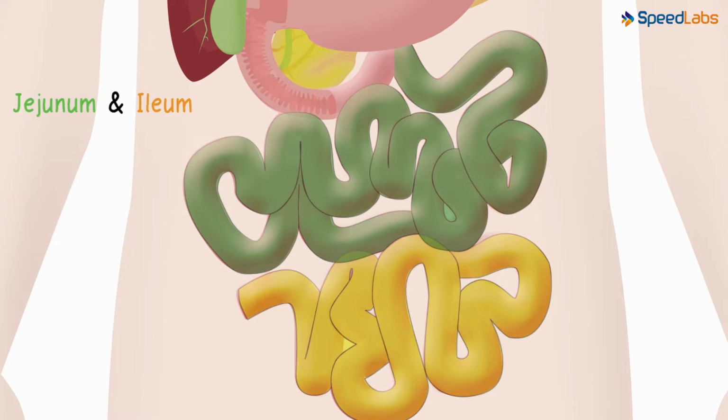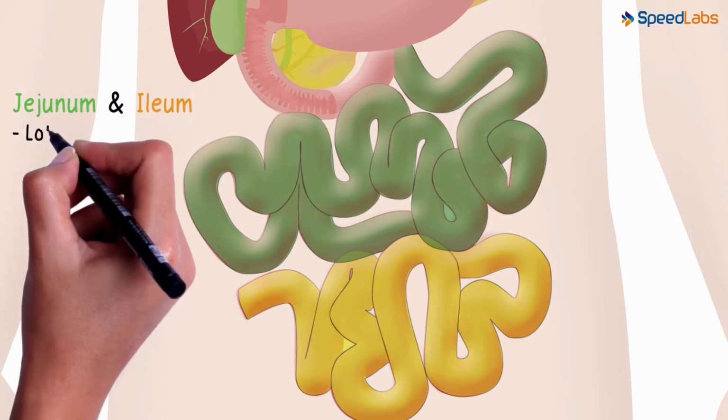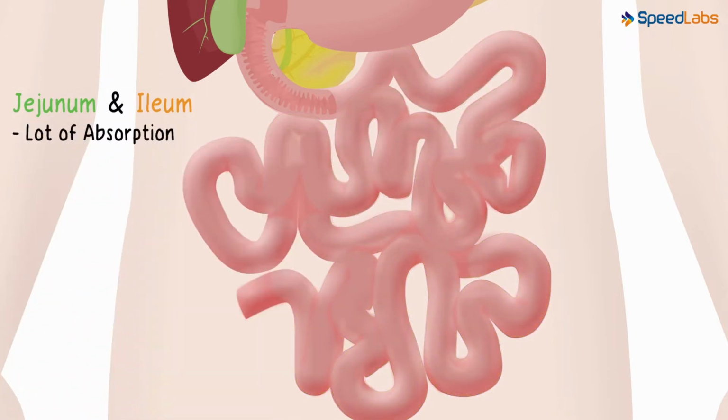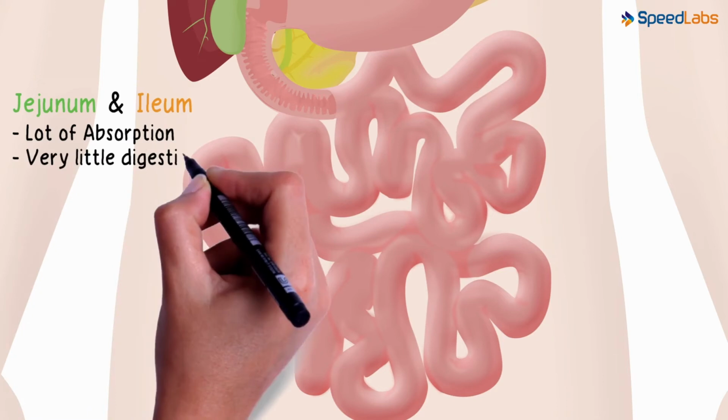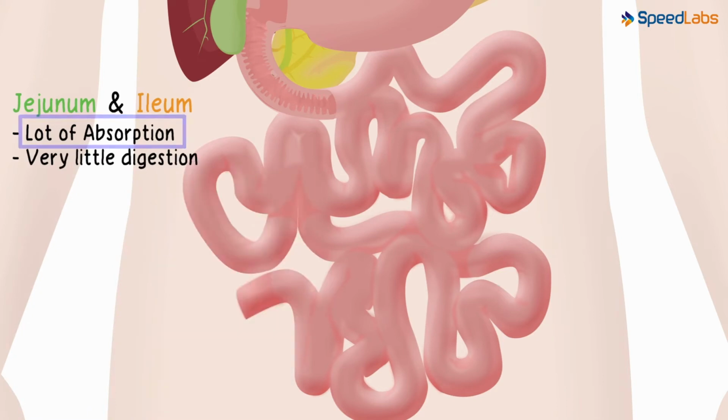We saw that a lot of digestion happens in the duodenum. But in the jejunum and the ileum, a lot of absorption takes place. Yes, very little digestion and a lot of absorption. In this region, the food is completely digested and ready to be absorbed by our body. But how is the food absorbed here?